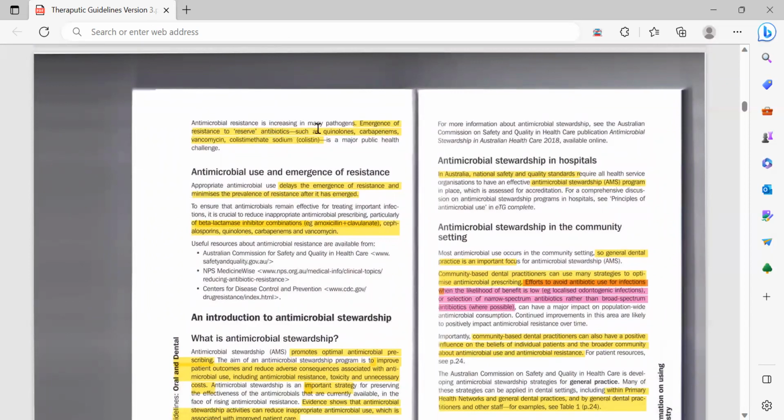Antibiotic resistance is increasing in many pathogens. Emergence of resistance to reserve antibiotics. These are a few antibiotics that they have given here. So they say that to these antibiotics, the resistance is emerging. For example, quinolones, carbapenems, vancomycin, and colistin.